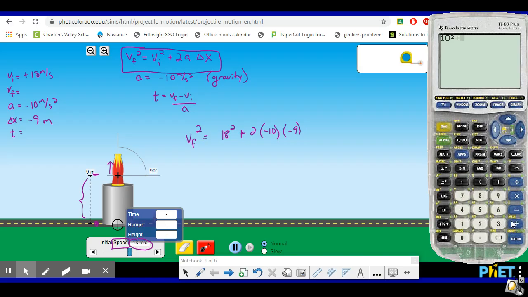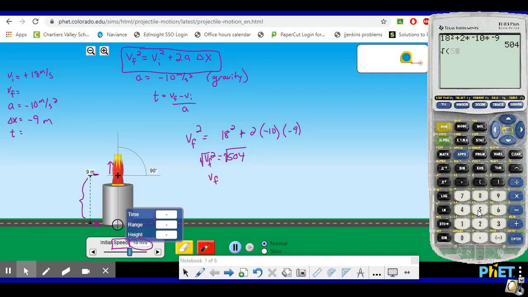18 squared plus 2 times -10 times -9. And I get 504. So I can say then that v final squared is equal to 504, but I don't want to know what v final squared is. I want to know v final. So to get rid of that squared, I'm going to go ahead and take the square root of both sides, and I get v final is the square root of 504.